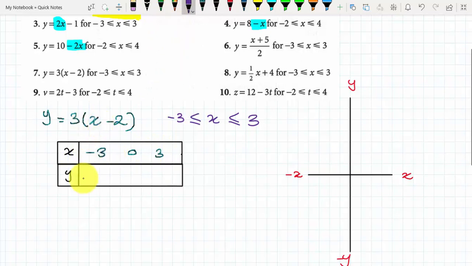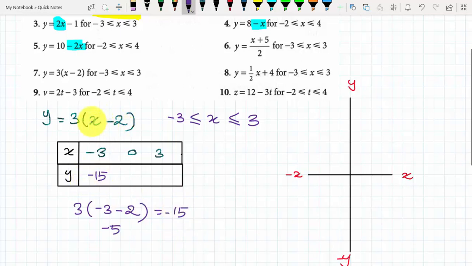If I put -3 in place of this x, so we will have something like this: 3 times negative 3 minus 2. Negative 3 minus 2 is negative 5. Times 3, it will be negative 15.